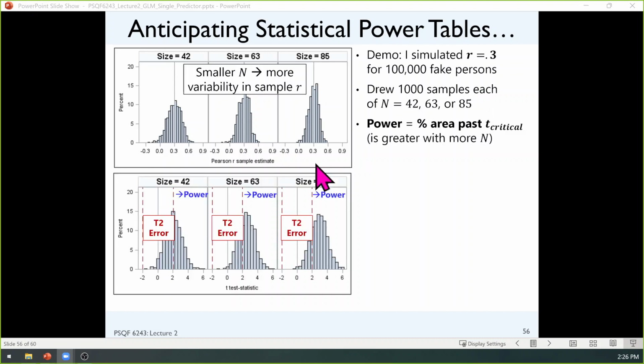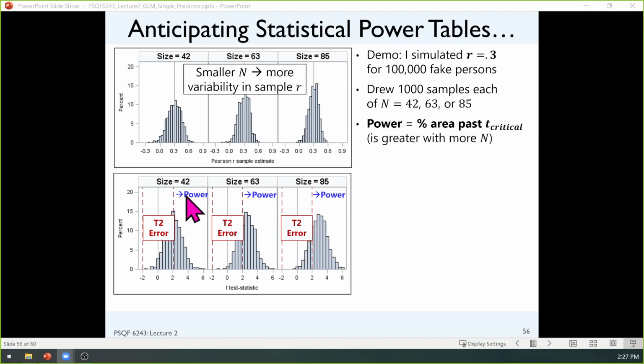So I've got a second picture here. I have divided up each of these same histograms. So now the x-axis is my t-test statistic that goes with my slope. So t is estimate over standard error. T tells me how many standard errors away from the null hypothesis my slope estimate is.